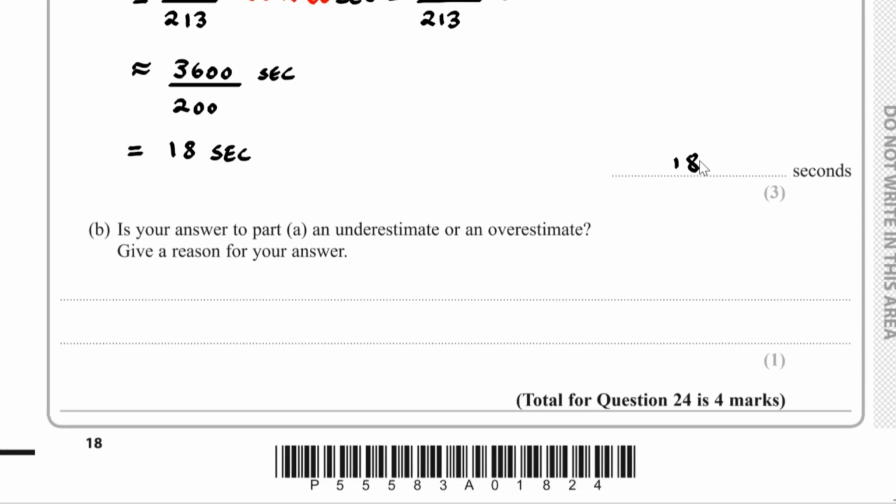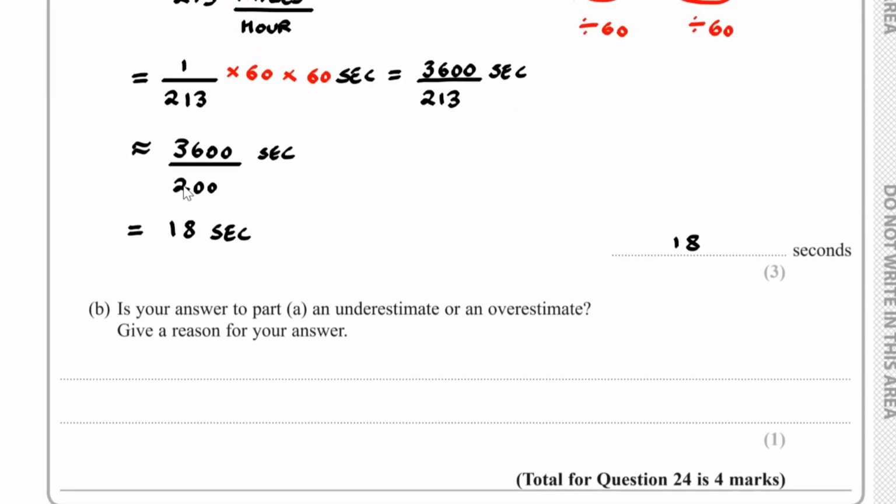Then for part B, is the answer to part A an underestimate or an overestimate? Well, because we are rounding the 213 down to 200, you can see we have an overestimate.